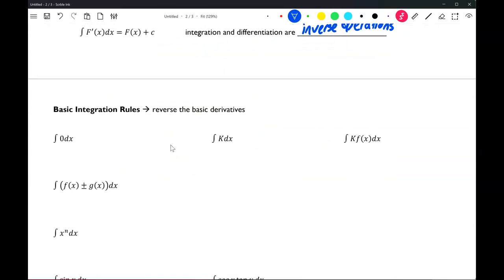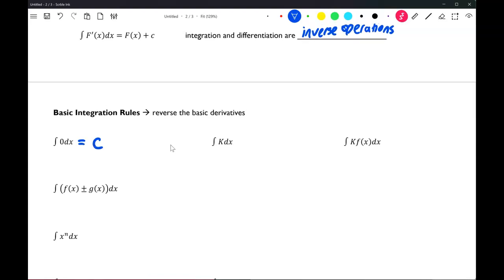What is the integral of 0 dx? We think to ourselves, what kind of functions give us a derivative of 0? And that is all constants. And we don't have to do constant plus c, because if you take a constant plus another constant, it's just a constant. So we're just going to write c.